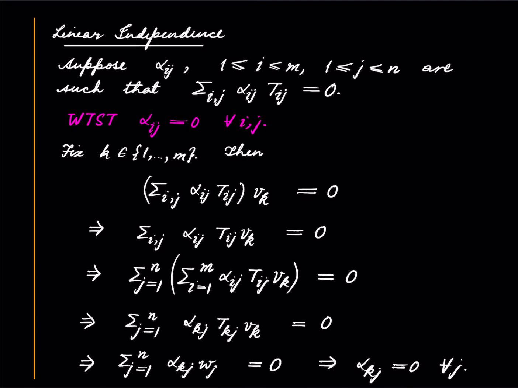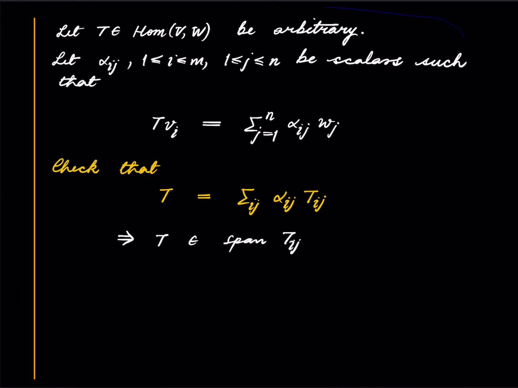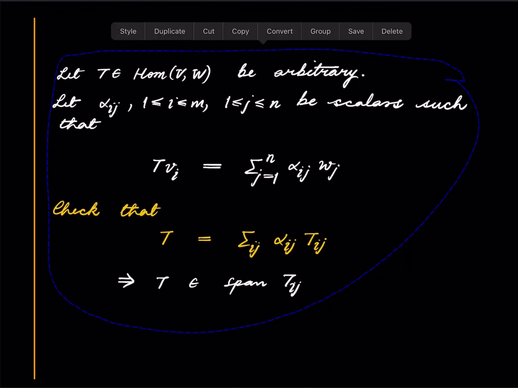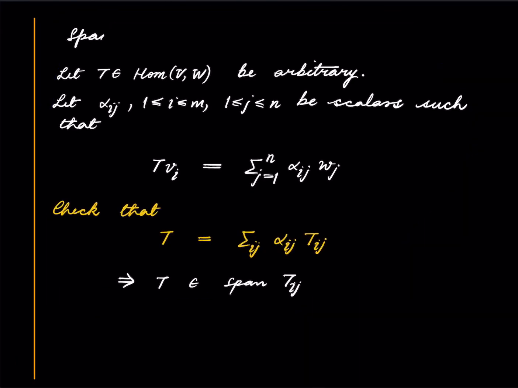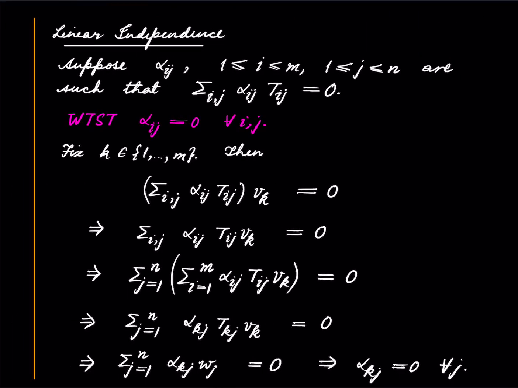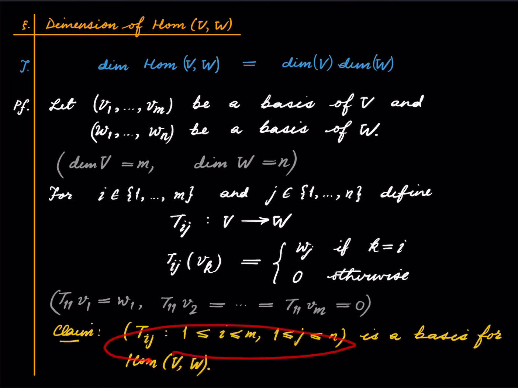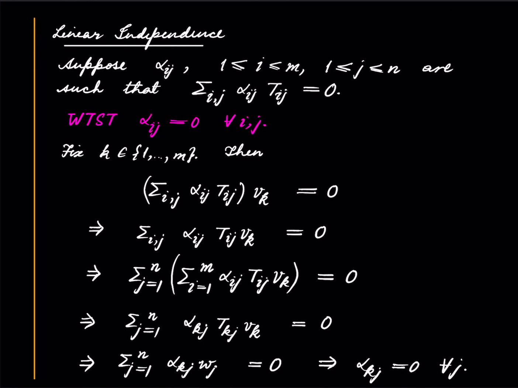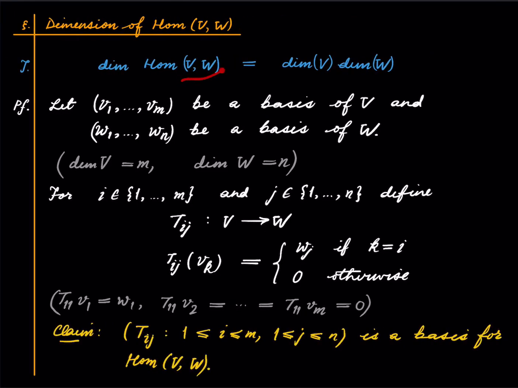So spanning property, maybe I should also make that heading. This was the proof for spanning property. Right. So therefore, the claimed list is indeed a basis. This is a basis for the space of linear maps. And therefore, we have this very nice theorem about the dimension of the space of linear maps. And with this, I want to end this lecture.